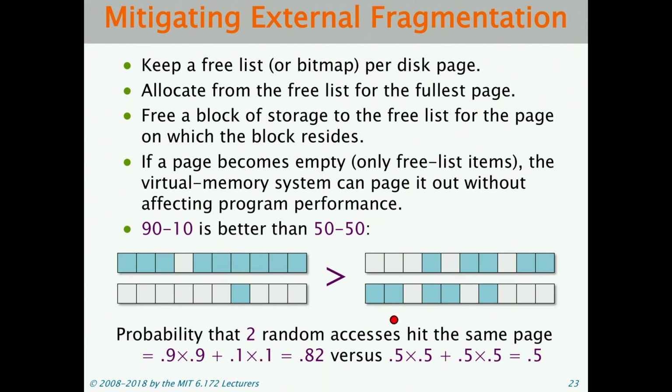In the other case, the probability that both of the accesses hit the first page is going to be 0.5 times 0.5. The second page is also going to be 0.5 times 0.5. So that sums to 0.5. And that means that there's only a 50% chance that two random accesses are going to hit the same page. So in the first case, you actually have a higher chance that the two random accesses hit the same page. And that's why we want to skew the items as much as possible so that we can reduce the external fragmentation.